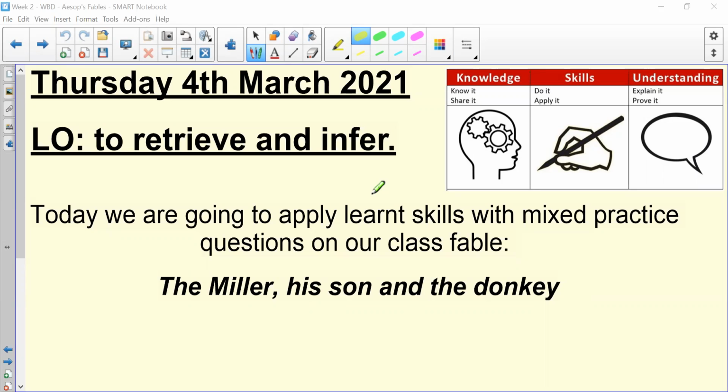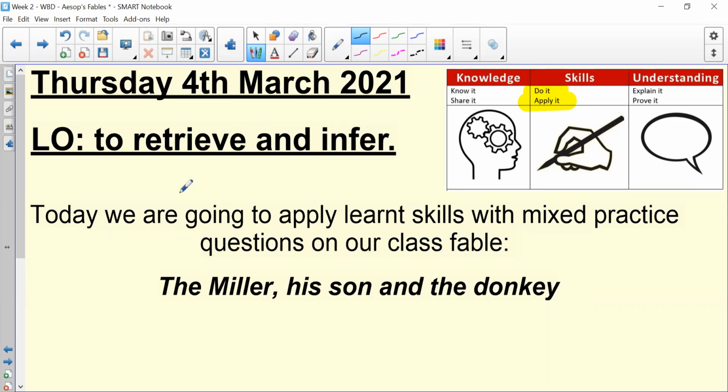Today is Thursday, the 4th of March, 2021, and in our lesson today, we are going to retrieve and infer. These are skills that we already know, so it is a skills lesson where we are going to apply that knowledge to our learning.